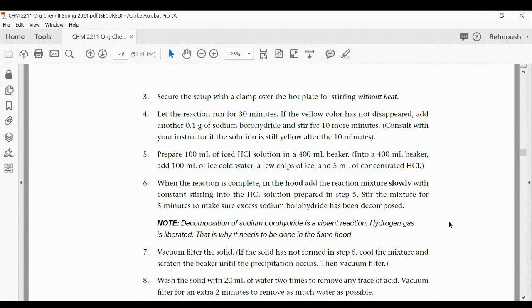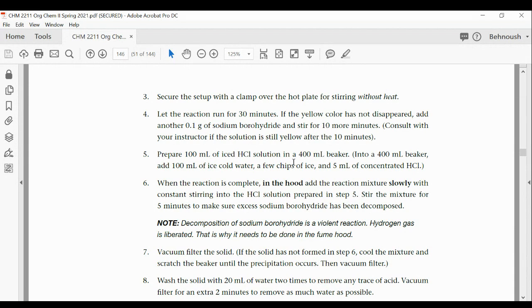But the melting point and the IR will confirm that the product has formed completely. After the 30 minutes, or the extra 10 minutes, or whenever the white color appears and the yellow color has disappeared, you add that to the HCl solution. As Victor responded, the HCl is going to destroy the leftover sodium borohydride, because in this reaction fluorenone is your limiting reactant and sodium borohydride is the excess compound.